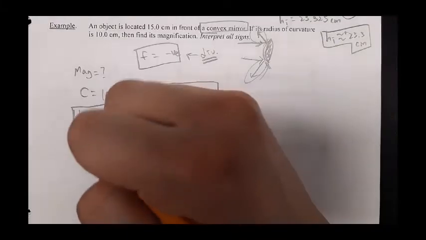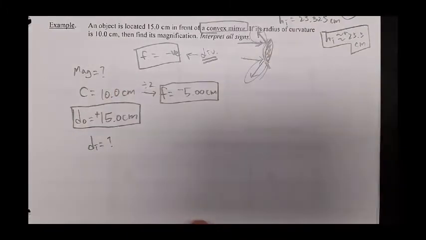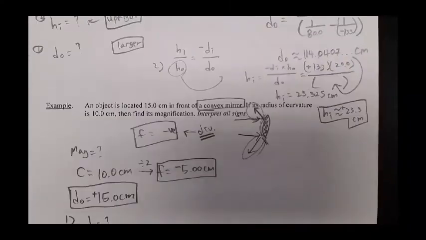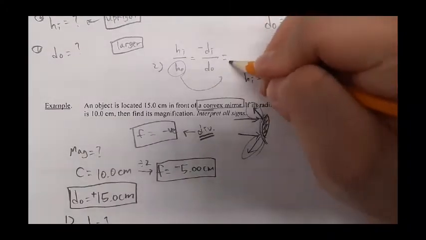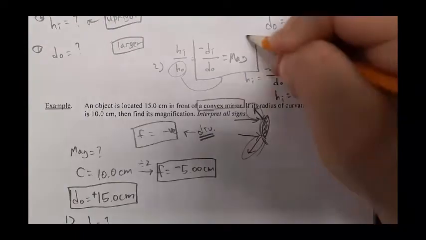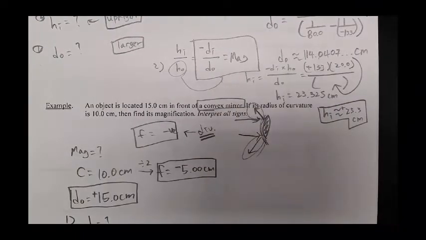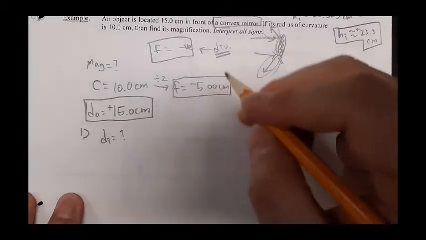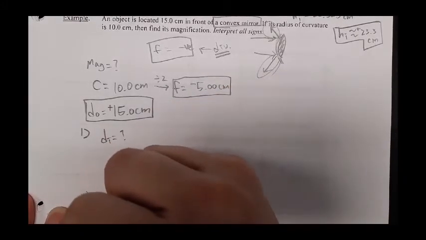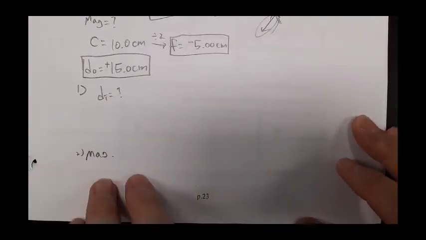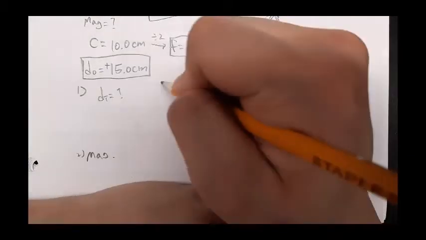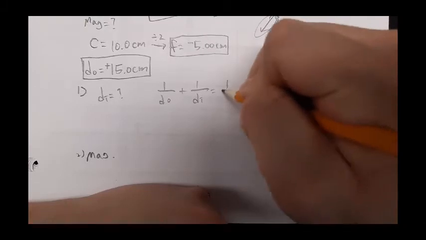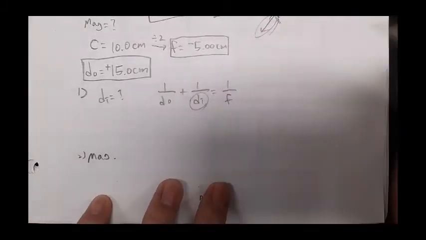First thing first, in this situation, we need to find DI first. Why? It's because in order to use magnification formula, we can use the last half. DI over DO is equal to magnification. So this is my planning step, let's use my formula. 1 over DO plus 1 over DI is equal to 1 over F. I'm isolating for this one.